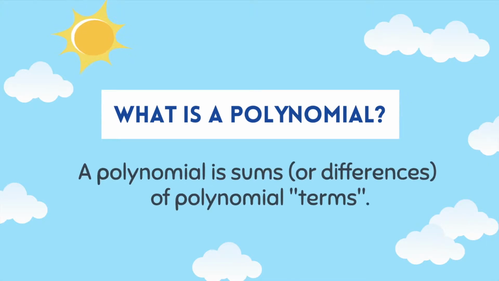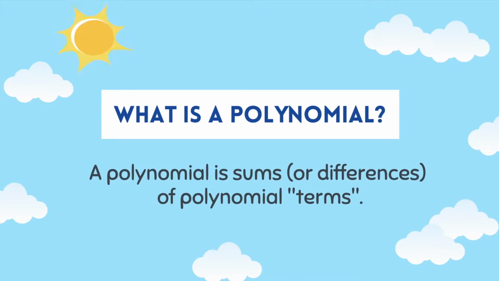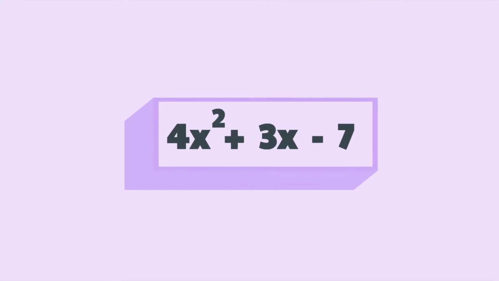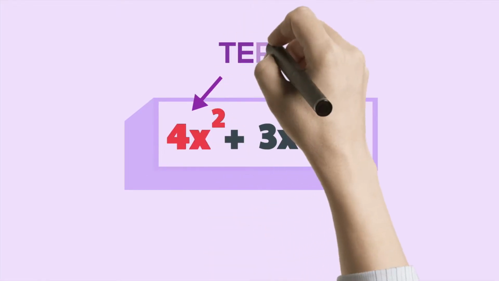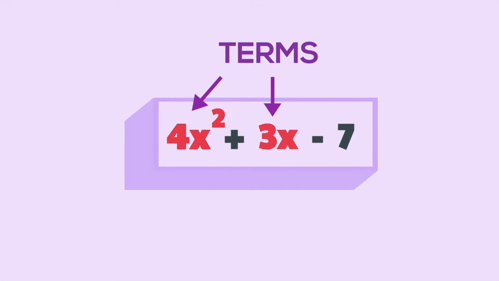A polynomial is sums or differences of polynomial terms. 4x squared is a term. Also 3x and minus 7 is also a term too.